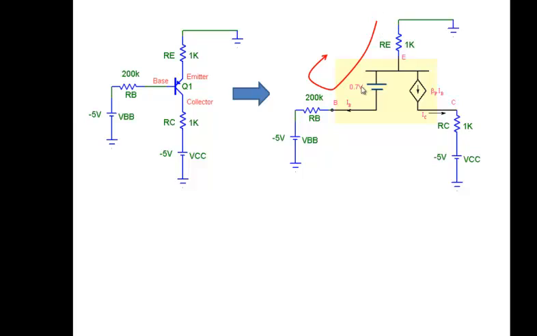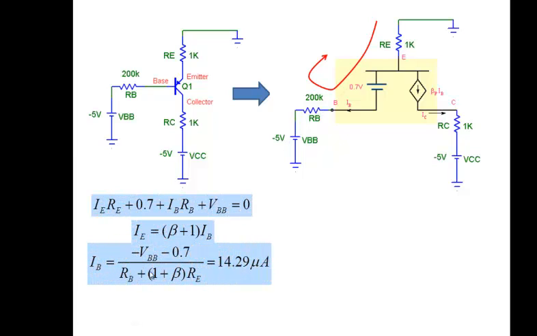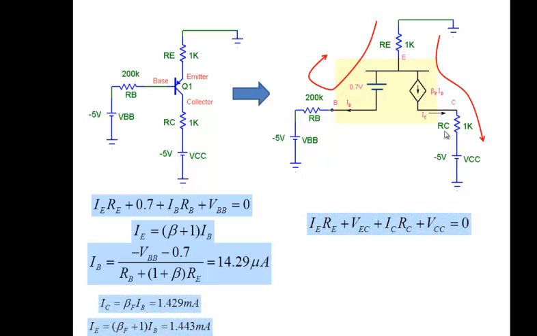You just do a KVL in the base loop between base and emitter, and you get a value of base current. Then you do a KVL on this side, and you get a value of VEC. So here you don't look at VCE, you look at VEC, and VEC is much larger than 0.2, so you know your transistor is in forward active mode. Same thing for PNP also, except that you keep the direction of the battery and the current sources in mind, what these directions are.